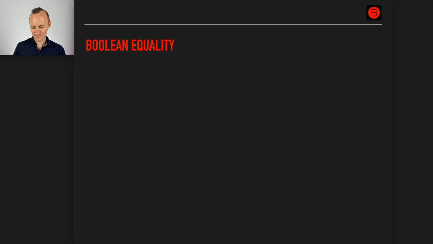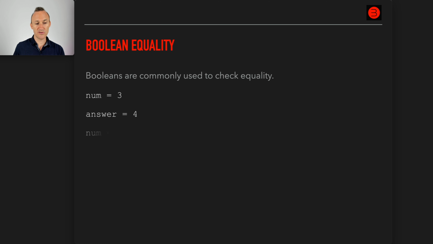Okay, let's take a look at Boolean equality. Booleans are commonly used to check equality in programming. What does that mean? Let's say there's a number, define num equal to 3. But then the answer is actually equal to 4. So you can use the double equal sign, okay? Num, I read that as num equivalent to answer. The double sign checks for equality, okay?